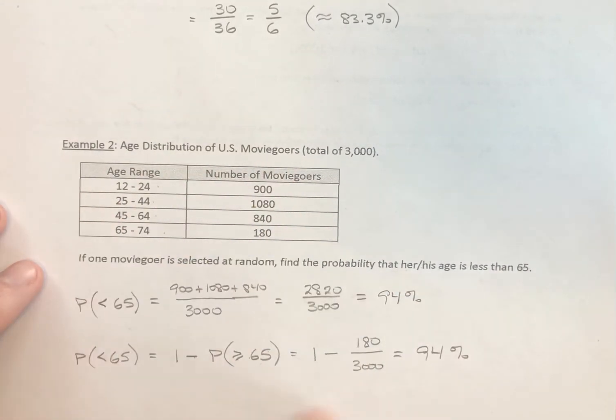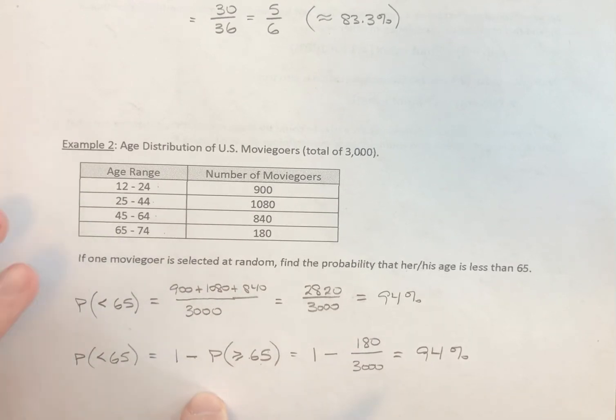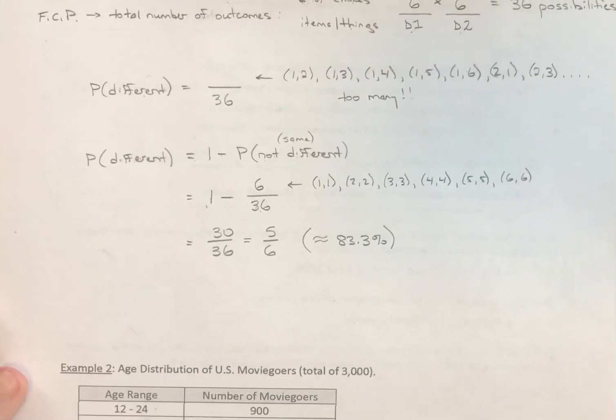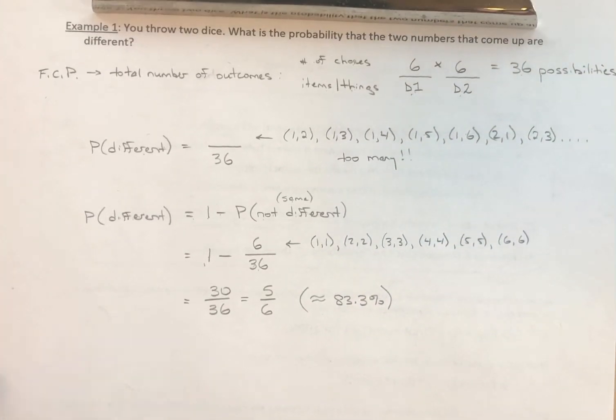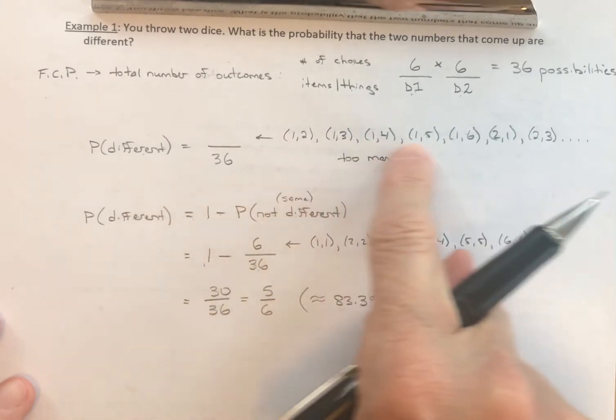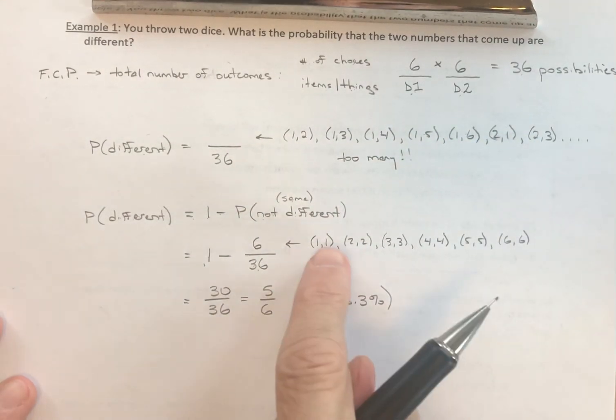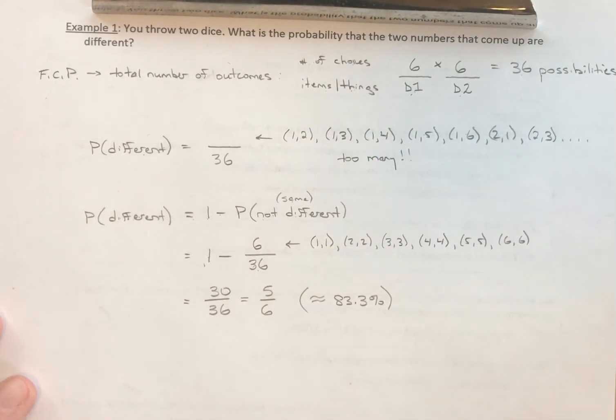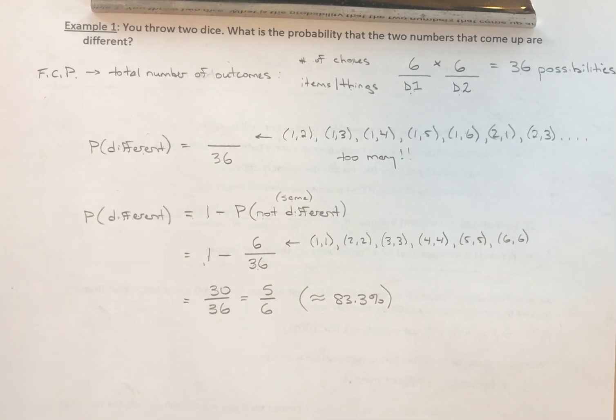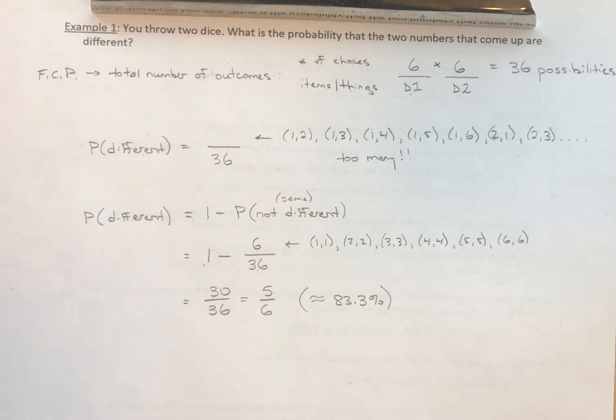So this is an example in which either way is probably okay, and there's not necessarily a huge difference in the amount of work. An example up here has a fair amount of difference in the amount of work, counting up all the possibilities when you know that rolling doubles is just 6 possibilities. But there's how you can use not to find the probability of something happening.